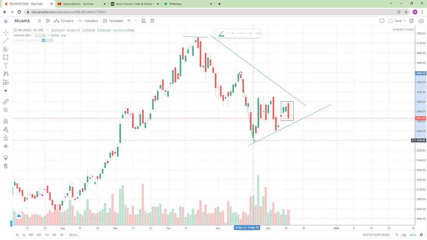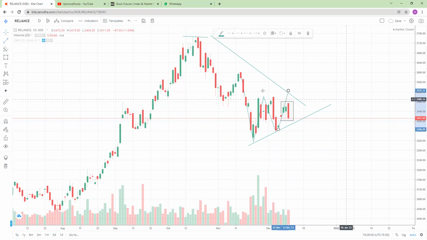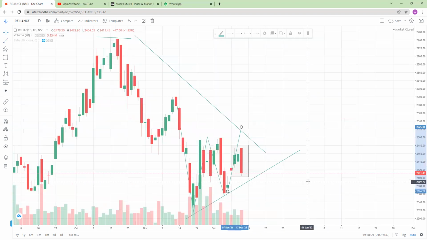See, this is one line, and from here it bounced back, so we can join somewhere here. Then it again came down, and then it again bounced back. Now it is again forming something, and today it has formed a bearish engulfing candle. So a lot of people must be having nightmares today, but what is going to happen to Reliance tomorrow?